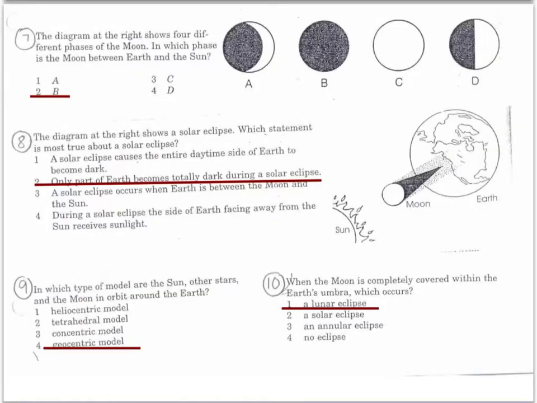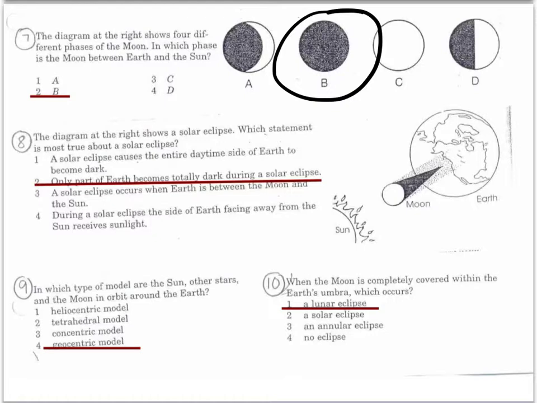The diagram at the right shows 4 different phases of the moon. In which phase is the moon between the Earth and the sun? Okay, I'll draw you a picture again. Hold on a second. The answer is B, which is a new moon. The diagram on the right shows a solar eclipse. Which statement is most true about a solar eclipse?